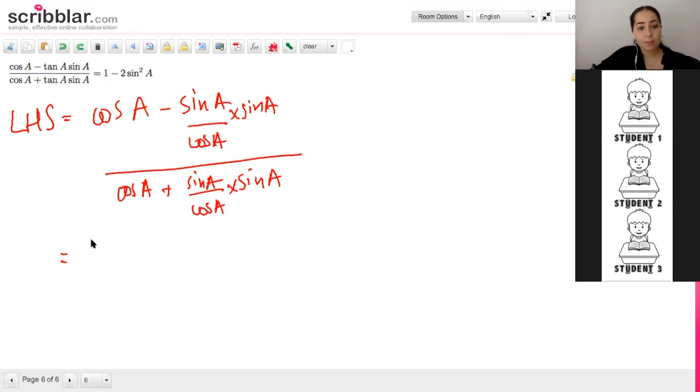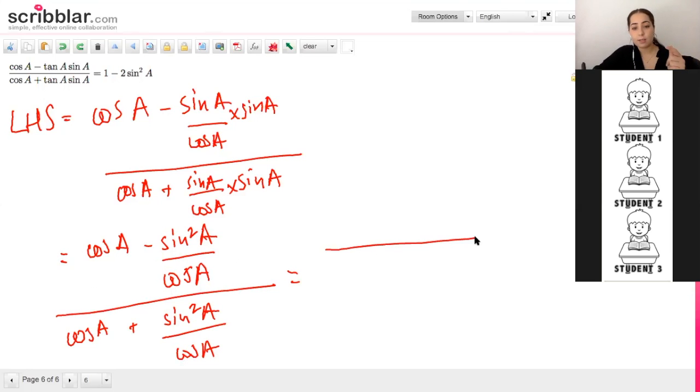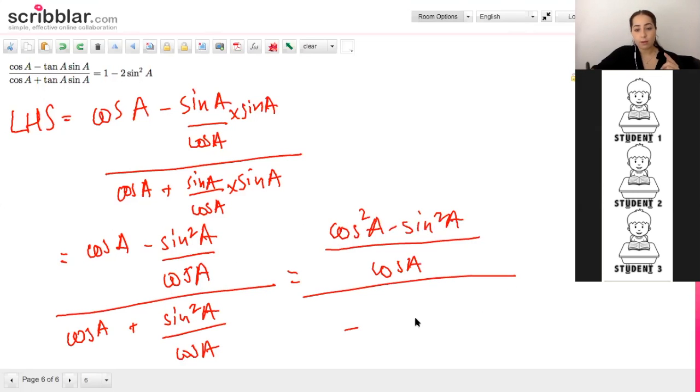So the top simplifies to cos A minus sine squared A cos A over cos A plus sine squared A over cos A, right? Yeah. So I'm going to make a common denominator with the top fractions. I'm going to put them over cos A. So this becomes cos squared A because I need to times it by cos, and then this becomes minus sine squared A. And that's all over the same common denominator at the bottom. So this becomes cos squared A and then plus sine squared A.